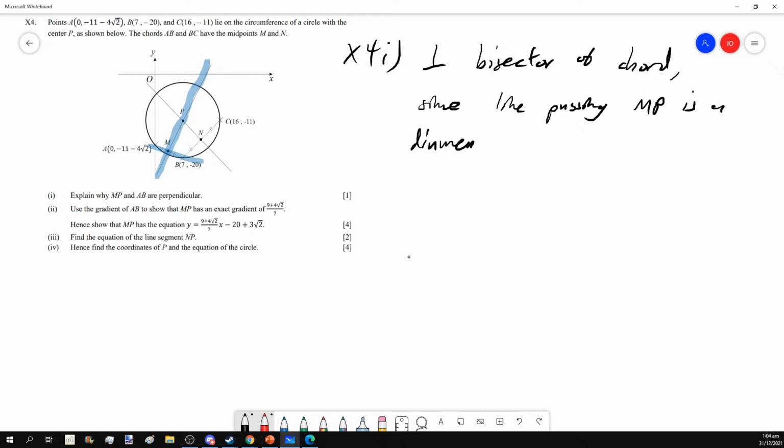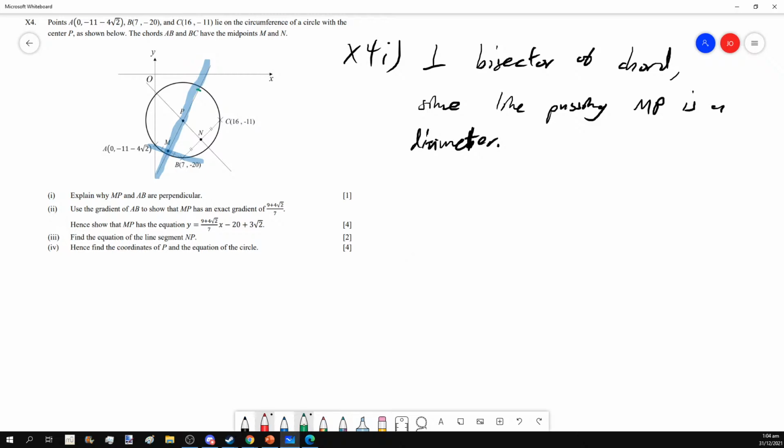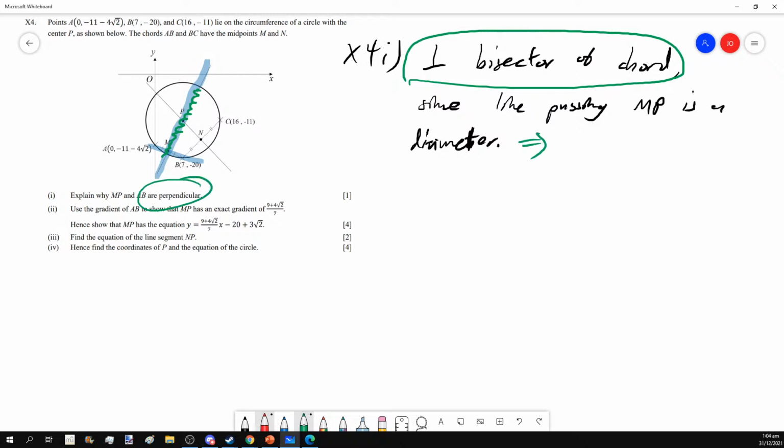So if you really want to be specific, you can say that the line passing through MP, which is this one over here, is actually the diameter of the circle, and the diameter is always a perpendicular bisector of the chord, which therefore means we will have a perpendicular. And that's all. Super straightforward.